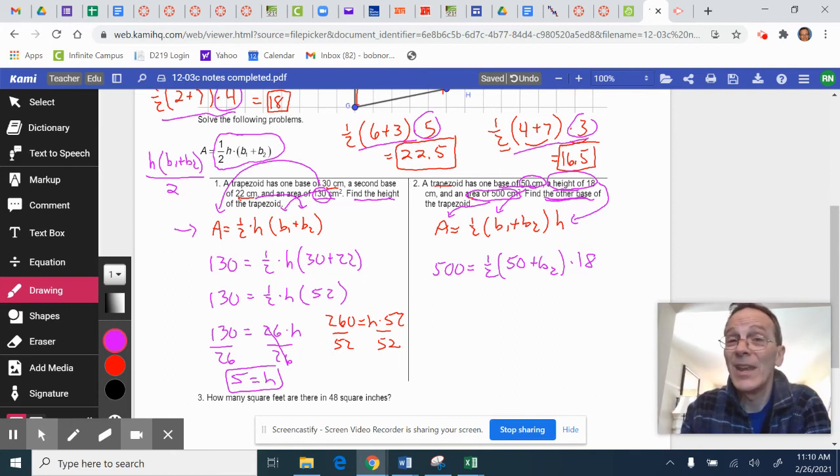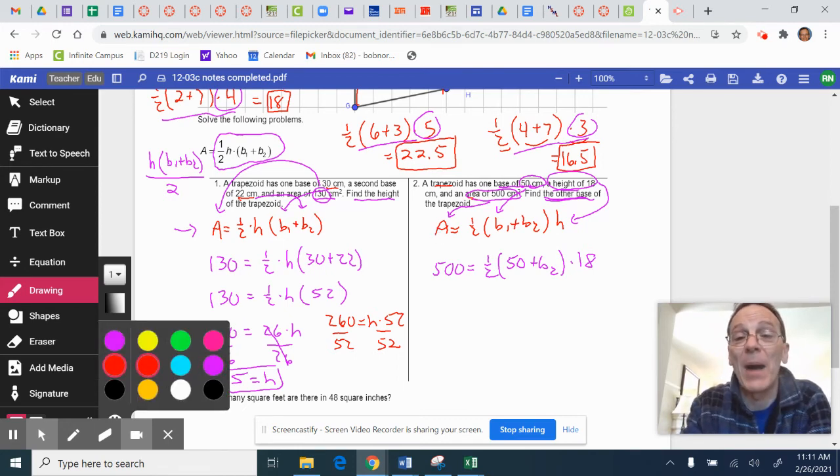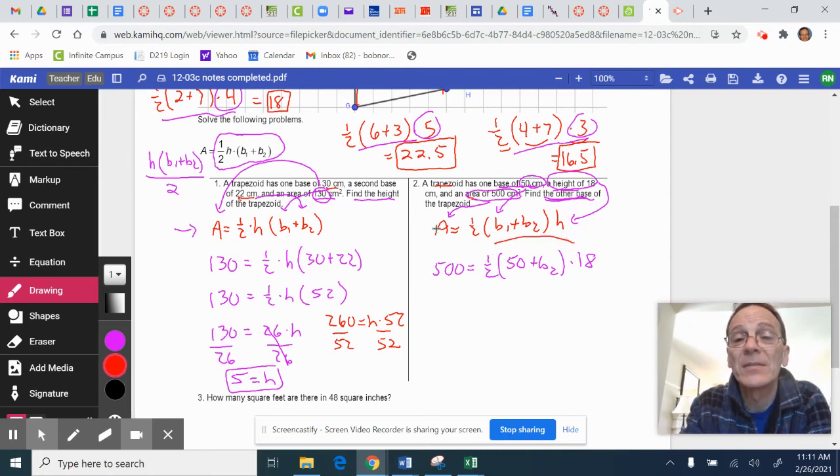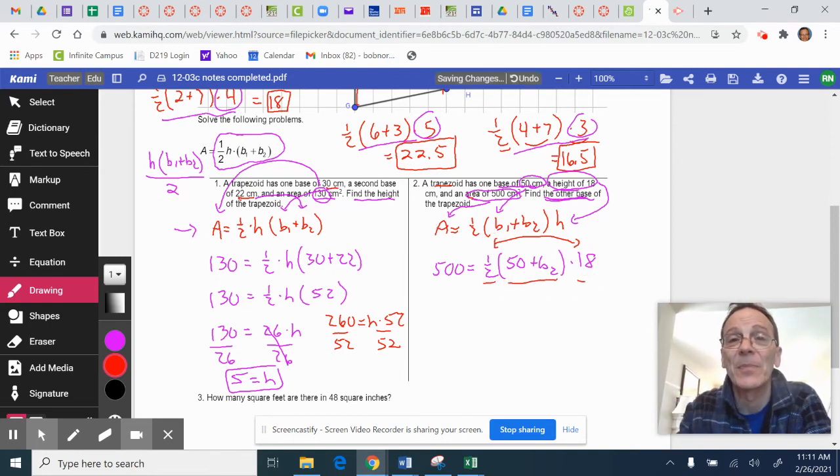I'll tell you what I would not do. I would not distribute the 1/2. That is a choice that you could make, but then you've got a 1/2 coefficient in front of the B2. I would prefer to get rid of the 1/2 rather than distribute it. And there's two ways that we can do that. We can either multiply both sides of this equation by 2, and that'll cancel out the 1/2, or we can multiply the 1/2 times the 18, because again, these 3 terms here are all being multiplied together, and we can multiply them in any order we want.